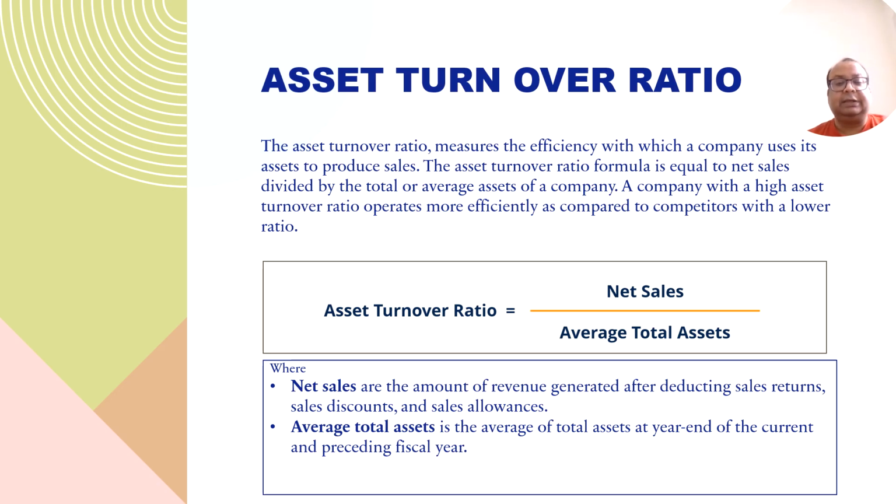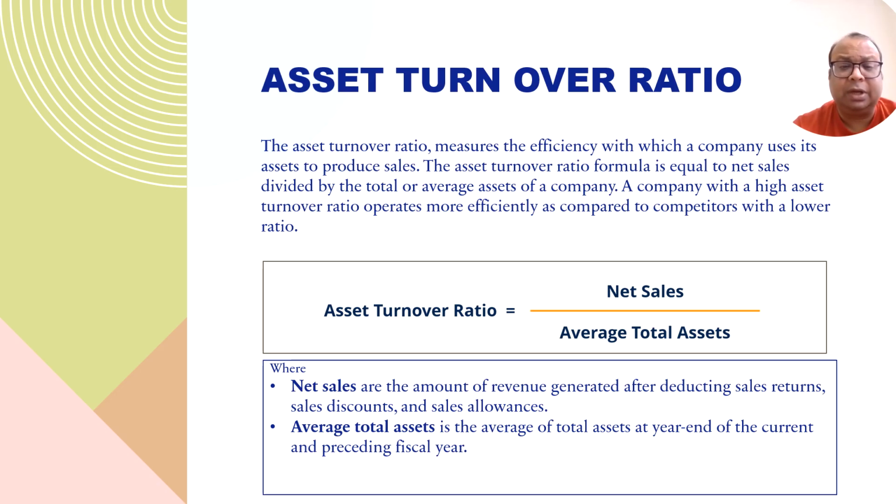Next is asset turnover ratio. The asset turnover ratio shows how well a company uses what it owns to make money. It is calculated by dividing sales by the company's total or average assets.